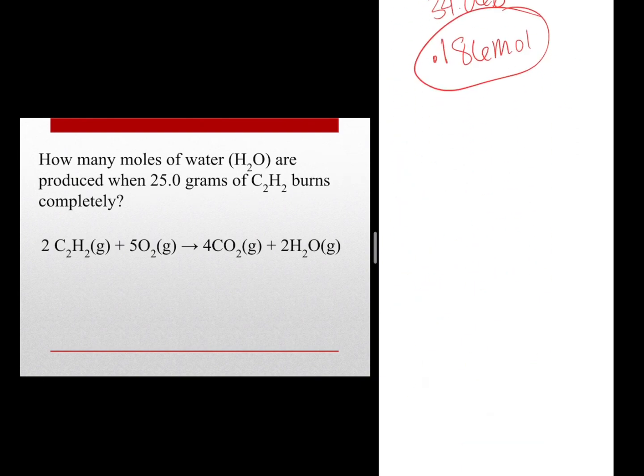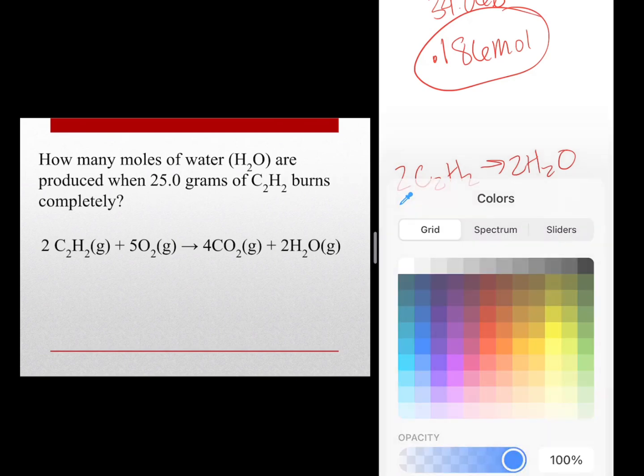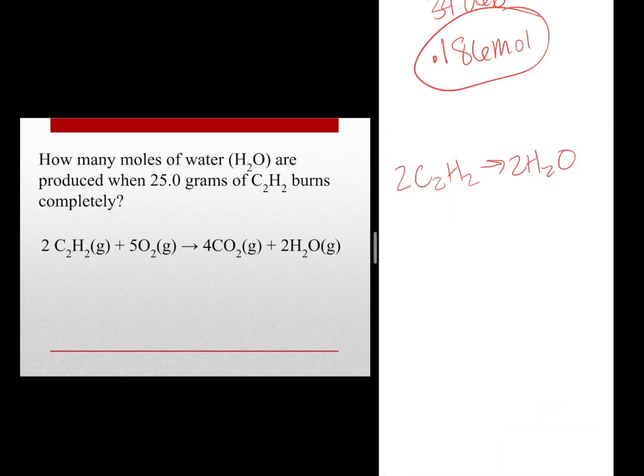Okay, same thing. Try this on your own, pause the video, and check your answer with mine. Okay, so I only wrote down the part of the equation that it's asking about just because I didn't have room. But it says how many moles of water are produced when 25 grams of this. So bring your units down. Grams, moles. Anytime you have moles, you're using the coefficient. For grams, I need to find the mass.